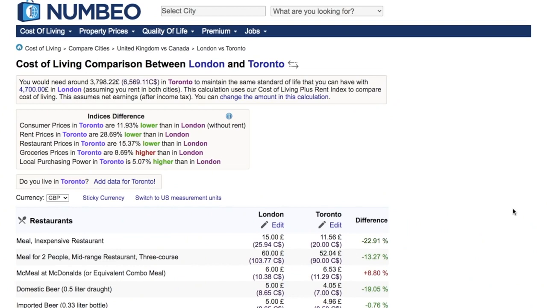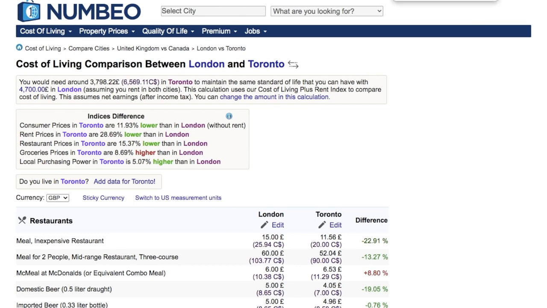Okay, so to discuss the cost of living, I'll take you to numbeo.com. It's a lovely website where you can compare the cost of living of any two cities around the world. So I've compared London of UK with Toronto of Canada. Here you can clearly see that they've said that you would need around £3,800 in Toronto to maintain the same standard of life that you can have with around £4,700 in London. So obviously London is way more expensive than Toronto.